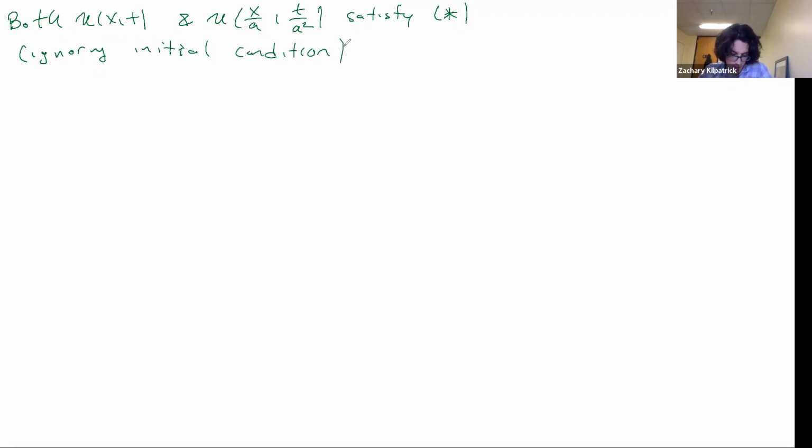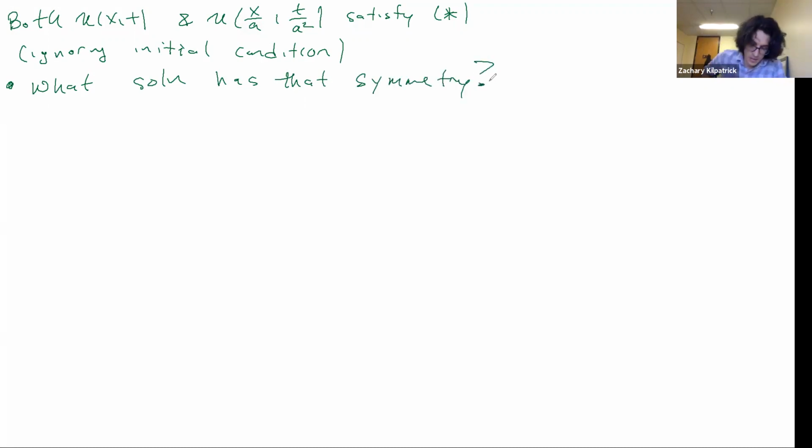Fine. Well, what does that give us? It tells us that whatever solution we get has to have that symmetry. So we need a solution where if we plug in that change of variables, then the dependence of our function on those variables shouldn't change. We should get some sort of cancellation.